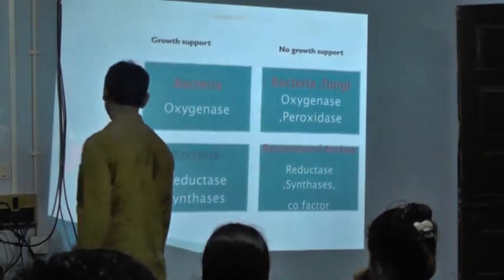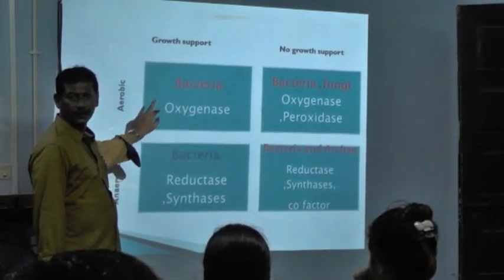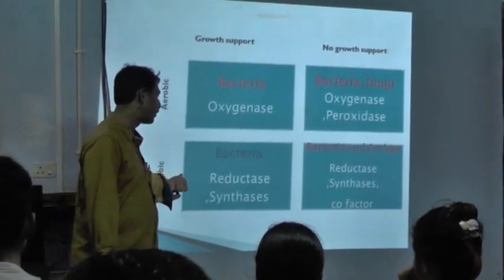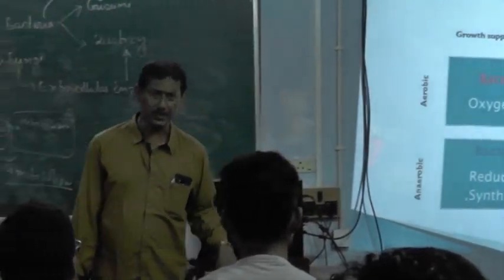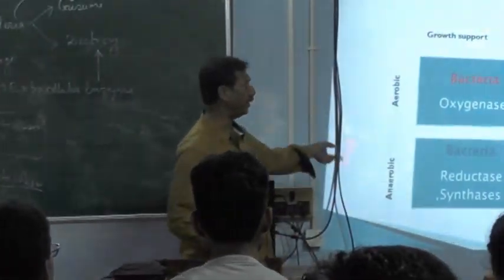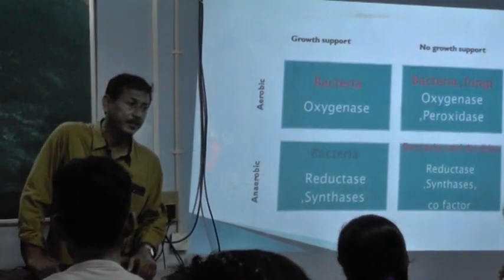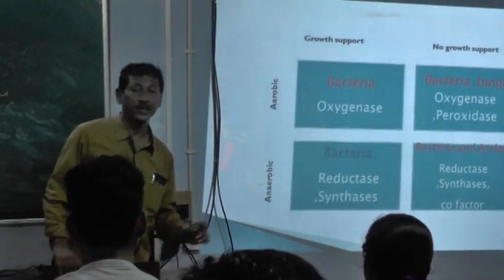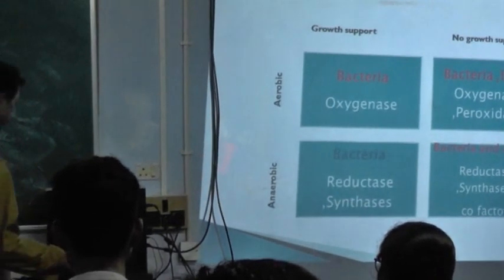In an anaerobic situation, we find the opposite occurring here: the reverse of oxidation, that is reduction. Reduction takes place in the presence of reductase, or something different being synthesized. So synthase or reductase is used by the anaerobic bacteria. In no growth support, meaning there will be no multiplication of the bacteria and fungi, at that time they require cofactors. The vitamins are added in the form of cofactors.